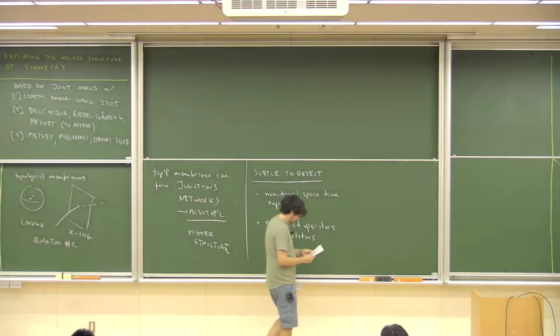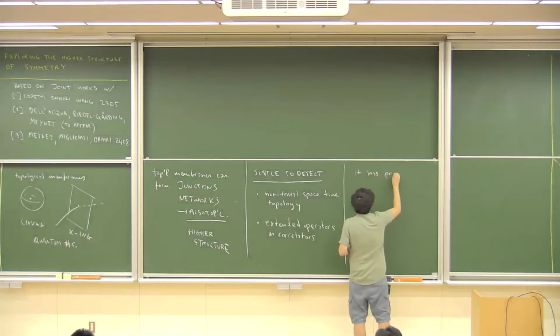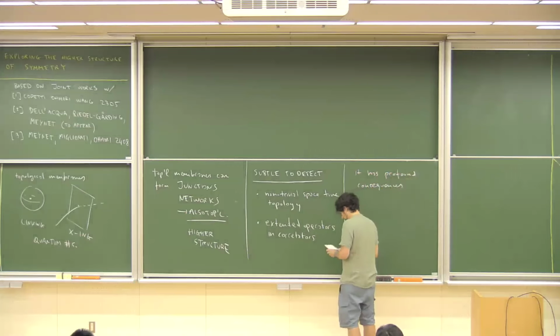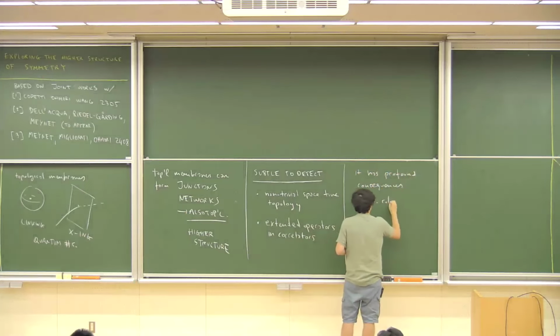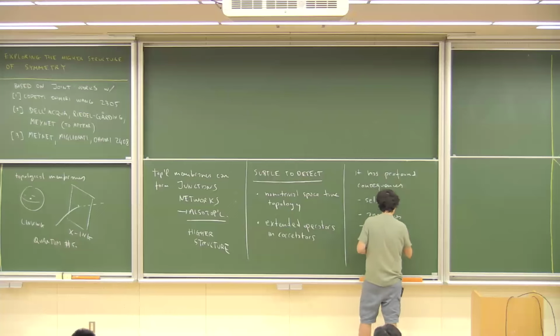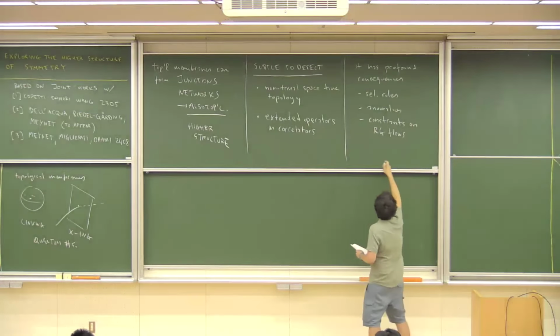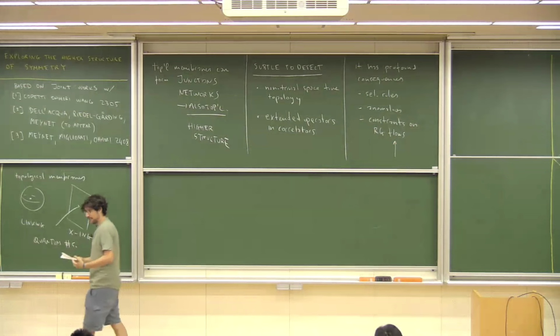So it is subtle to detect, but it has profound consequences in terms of selection rules, in terms of anomalies, in terms of constraints on RG flows. So in my talk today, I will explore some of these constraints on RG flows that arise from having a symmetry that has a higher structure.